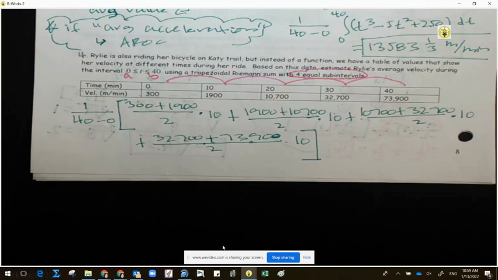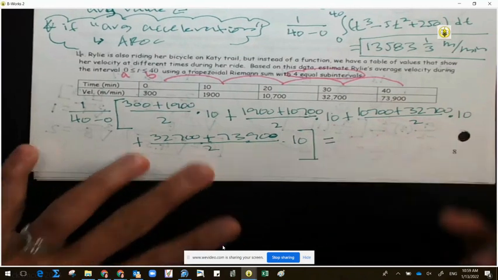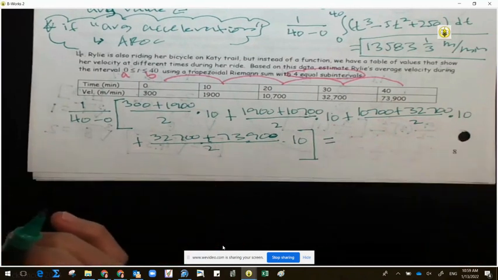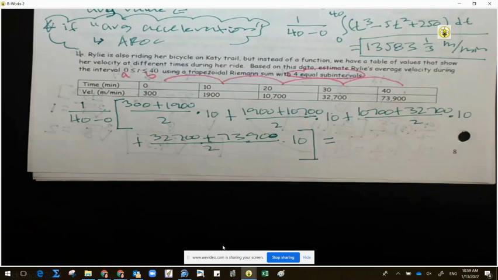Milo, are we doing this in our head? On the test too? You're like, no. Make sure you put 1 over 40 at the beginning or at the end.